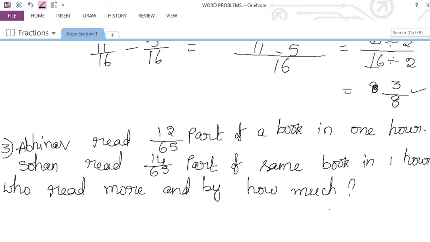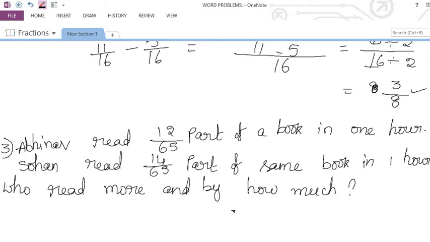See, for example, we will not take fractions, we will just go for numbers. Out of 65 pages, Abhinav read 12 pages and we will think that Sohan read 14 pages. So by seeing the numbers, we can say easily that yes, Sohan read more pages because 14 is bigger than 12. And that is about the first question. Who read more means Sohan read. And how much means what should we do? Yes, bigger number minus smaller number.